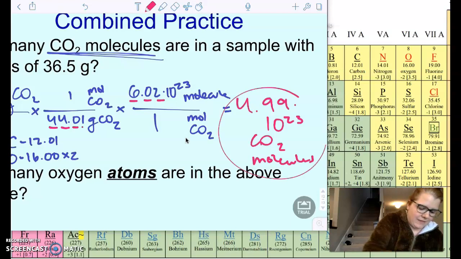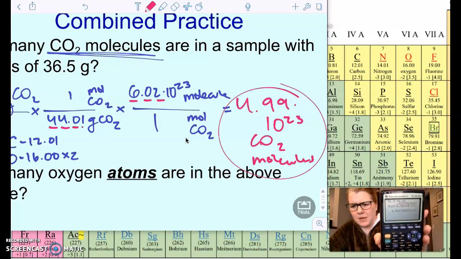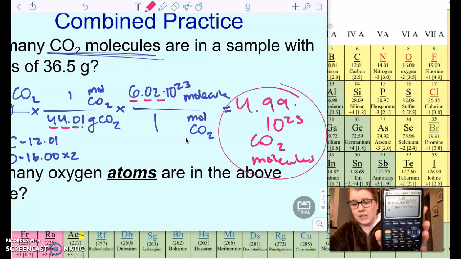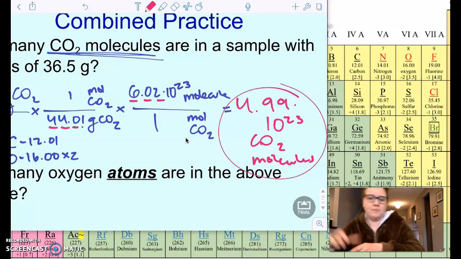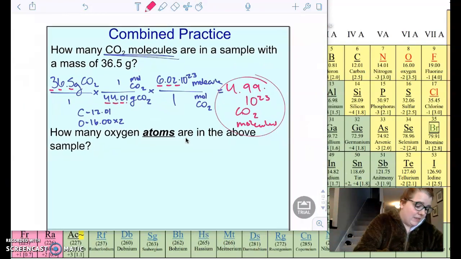I'm getting that E value in my calculator. Remember that just stands for 10 to the power of an exponent. Okay. So that's an example of using Avogadro's number.